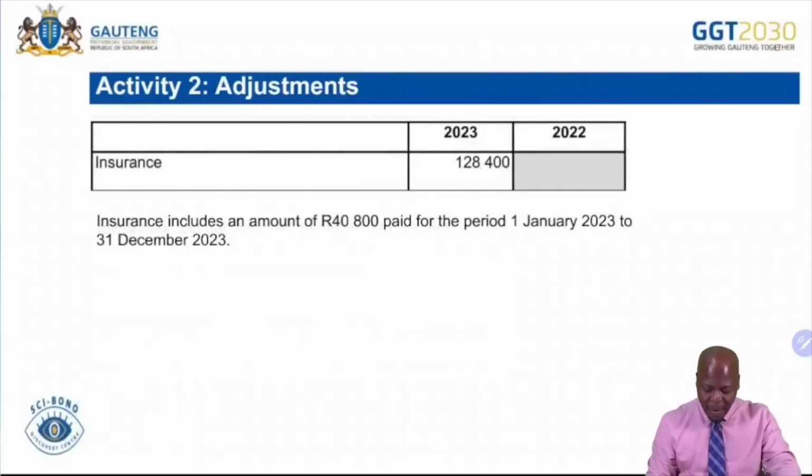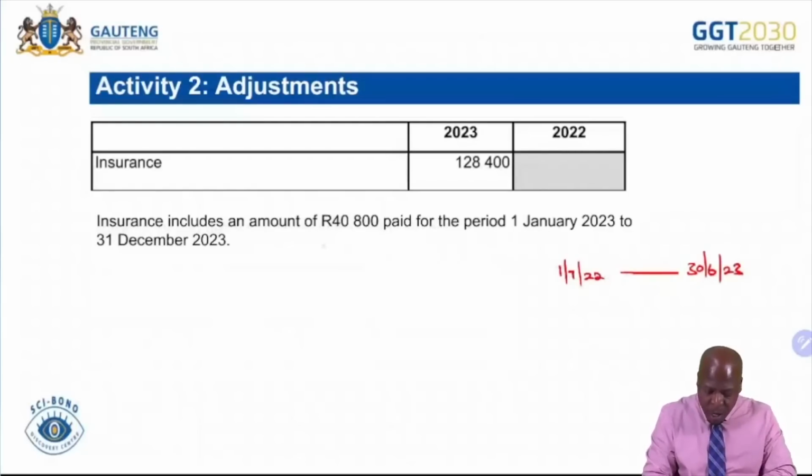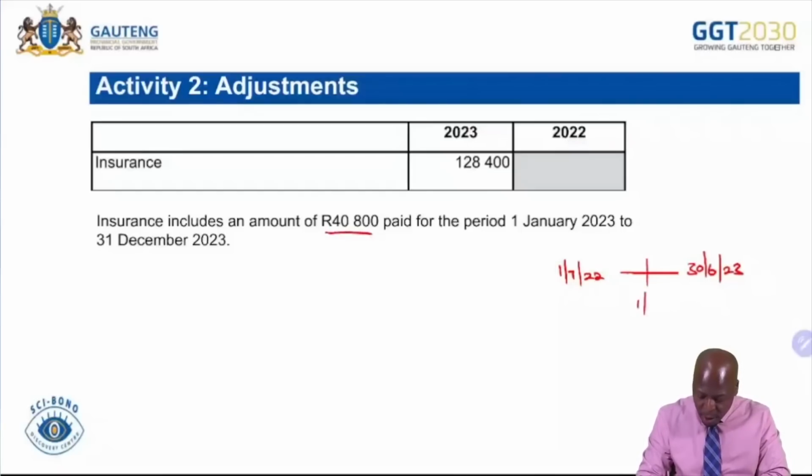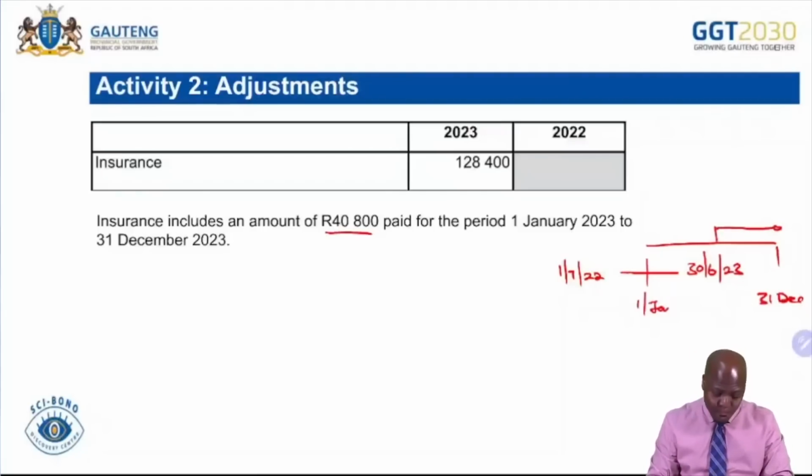Insurance includes an amount paid. Okay, so this is a similar adjustment. Remember, the financial year, when is it ending? The financial year ends on the 30th of June 2023. That means it began on the 1st of July 2022. But insurance includes a premium, an amount of 40.8 paid for the period January. So we paid it for the 1st of January to 31 December. Okay, so this period here is our problem. And how many months are those going to be?